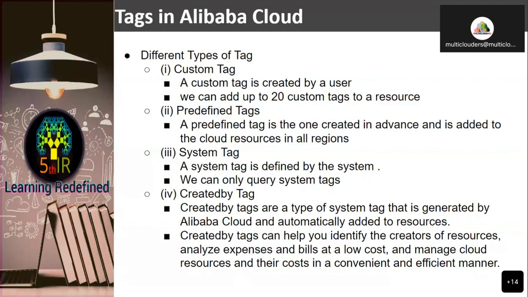And system tag: it is automatically created by the system, that is, automatically created by Alibaba Cloud. We do not need to create a system tag. The created-by tag is associated with each and every resource created in Alibaba Cloud automatically. You do not need to add the created-by tag. Most probably, the creator of the resource will be automatically added using the created-by tag.